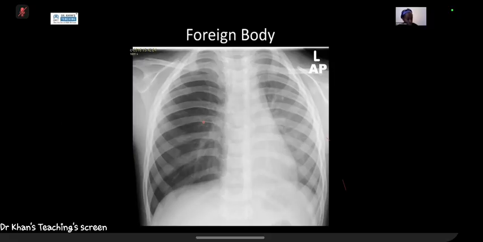So if you ever see a hyperlucent hemithorax in a pediatric patient in particular, you have to raise the possibility of a foreign body, even if you don't see a radiopaque density. There are other conditions that can give you a hyperlucent hemithorax, such as Swyer-James, but foreign body probably is the one we see most commonly. And the reason that the item may not be radiopaque is that if it's something like food, like a peanut or a grape, you won't necessarily see it on the radiograph. So just be aware of these findings.